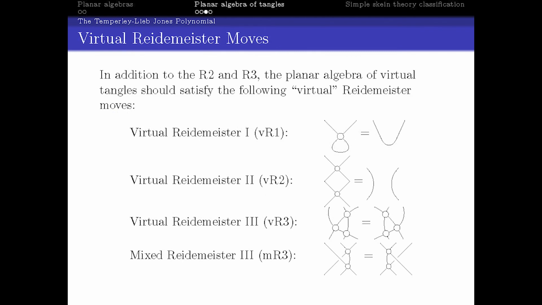So now, as you know, we now have, in addition to the standard Reidemeister moves, the virtual Reidemeister moves. Here they are listed: virtual Reidemeister 1, 2, 3, and then the mixed relation. Notice that a priori virtual Reidemeister 1 could be plus or minus, but it turns out that those two planar algebras are isomorphic to each other, so we're just going to pick the plus case because it makes our calculation easier.